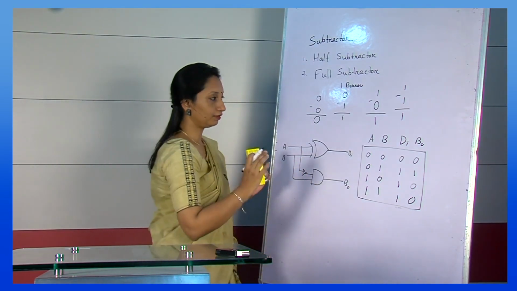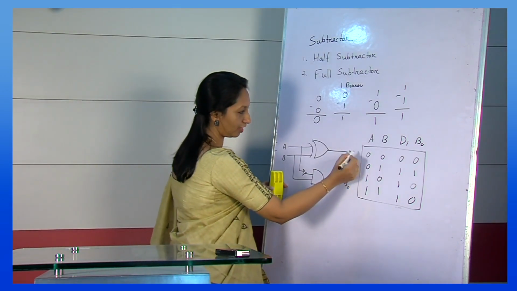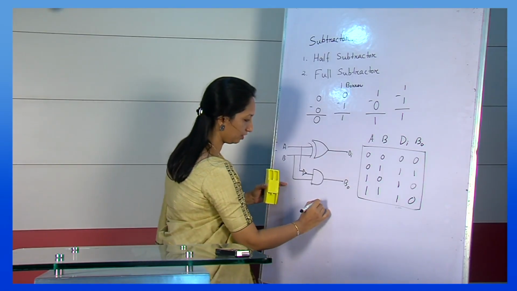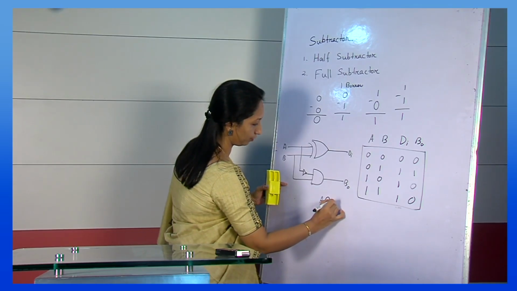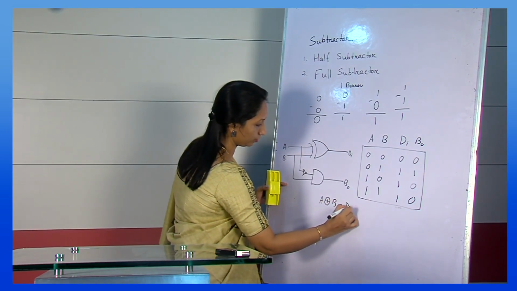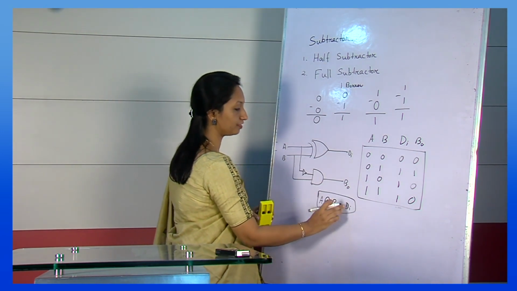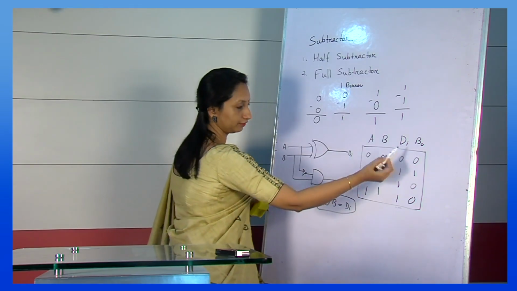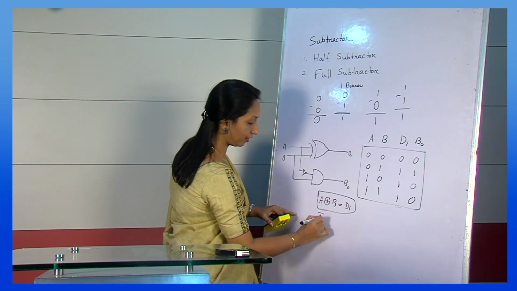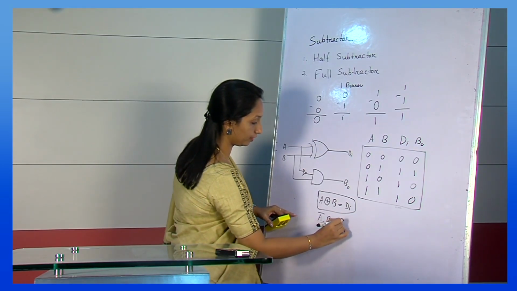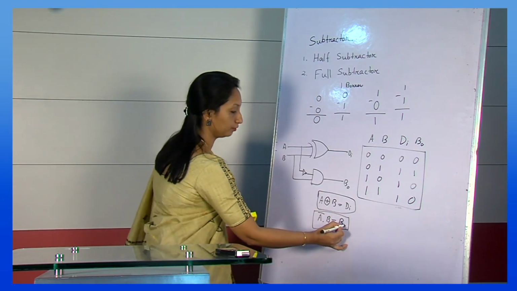What are the Boolean expressions for the half subtractor? For the difference output, the Boolean expression is similar to the half adder that we have already discussed. So this is the expression for DI, that means the difference output, and for the other output, A bar dot B equal to B0. So this is the Boolean expression for the borrow output.